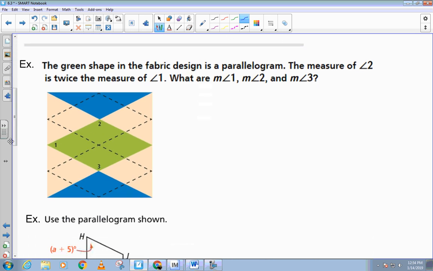The green shape in the fabric design is a parallelogram. Okay? So this green shape right here is a parallelogram. The measure of angle 2 is twice the measure of angle 1. Find the measures of angles 1, 2, and 3. Okay, so what is angle 1? Do we know? Okay, so angle 1 is x, which means that angle 2 is going to be 2x, and so angle 3 is too, right? They're the same. What can I do to find x?